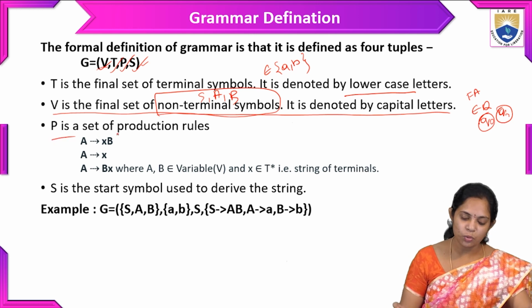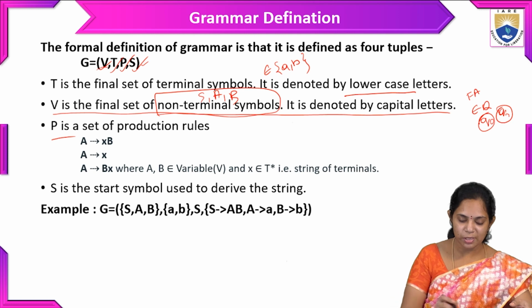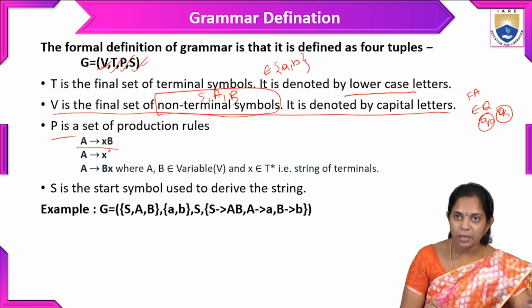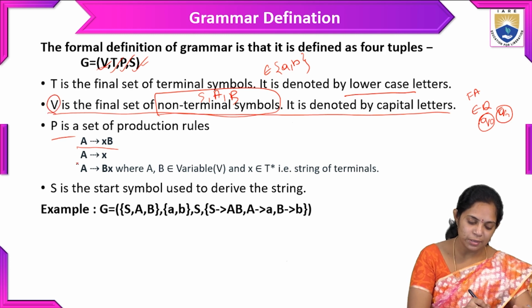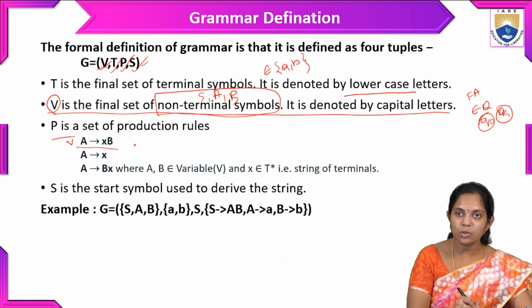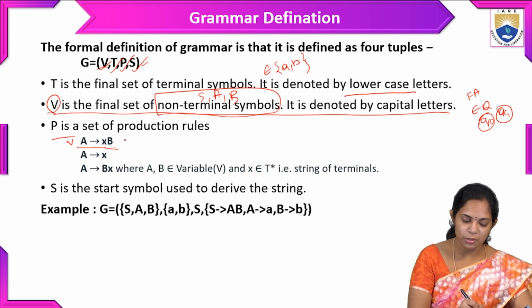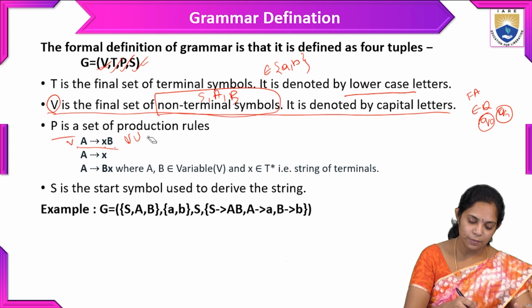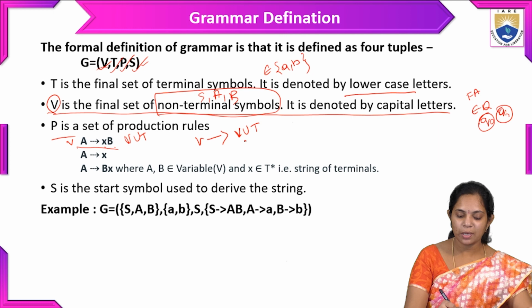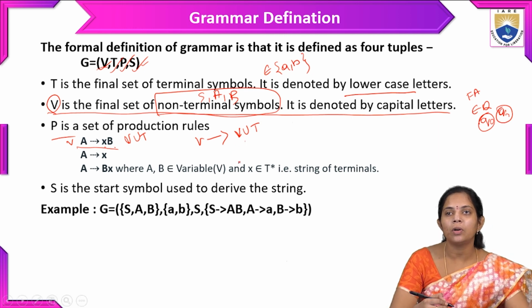And P is the production rules. So how do we form a production rule? On the left side there is only one non-terminal, that is a V, and the right side is a combination of terminals and non-terminals. So here V union T. It is a combination of terminals and non-terminals.